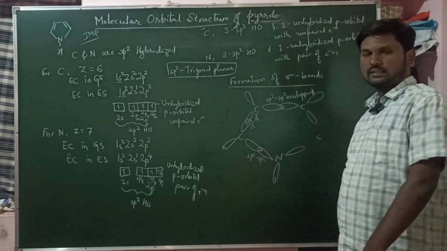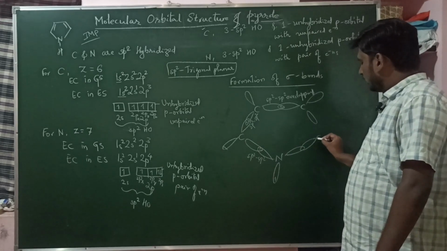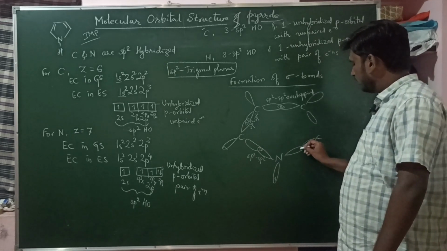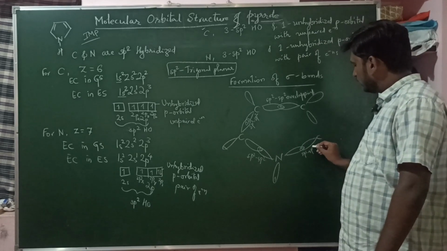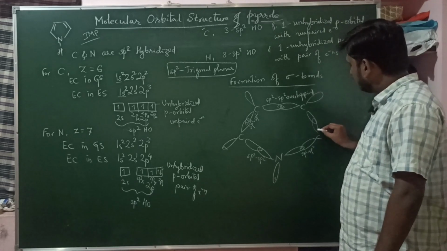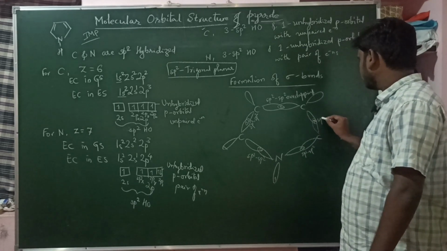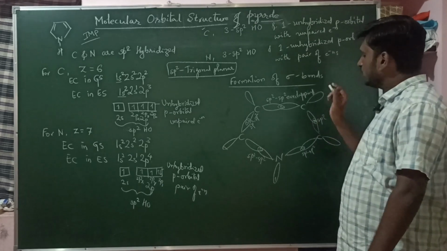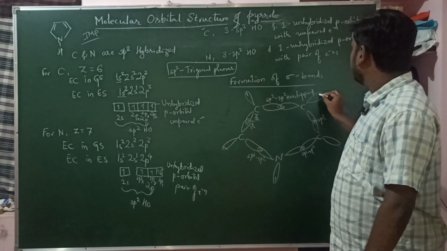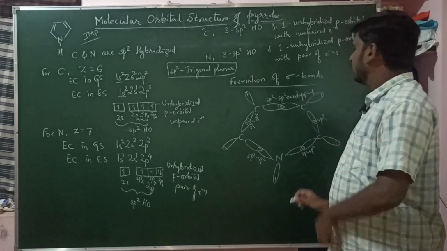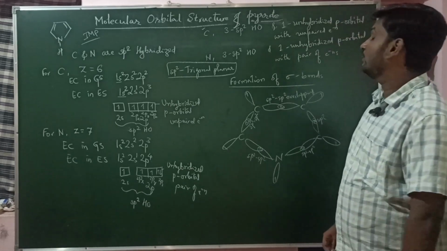You can see this is the overlapping, and in this case here also the carbon and nitrogen form a sigma bond by the overlapping, that is sp2 overlapping. Here also the same carbon sp2 overlapping, and each of the carbon and also nitrogen is still containing an sp2 hybridized orbital with an unpaired electron.